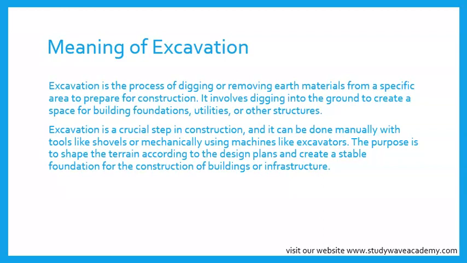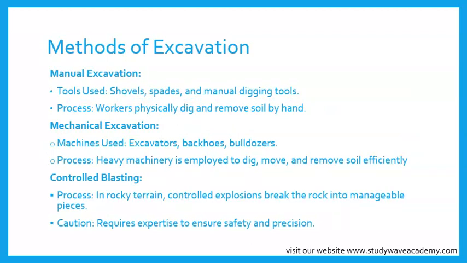Good. So we're going to be looking at methods of excavation. There are three main methods of excavation: manual excavation, mechanical excavation, and controlled blasting. Okay? So manual excavation is like digging in the ground using basic tools. Imagine preparing the ground with your hands. Tools used: shovels, spades, and manual digging tools. In this process, workers physically dig and remove soil by hand.